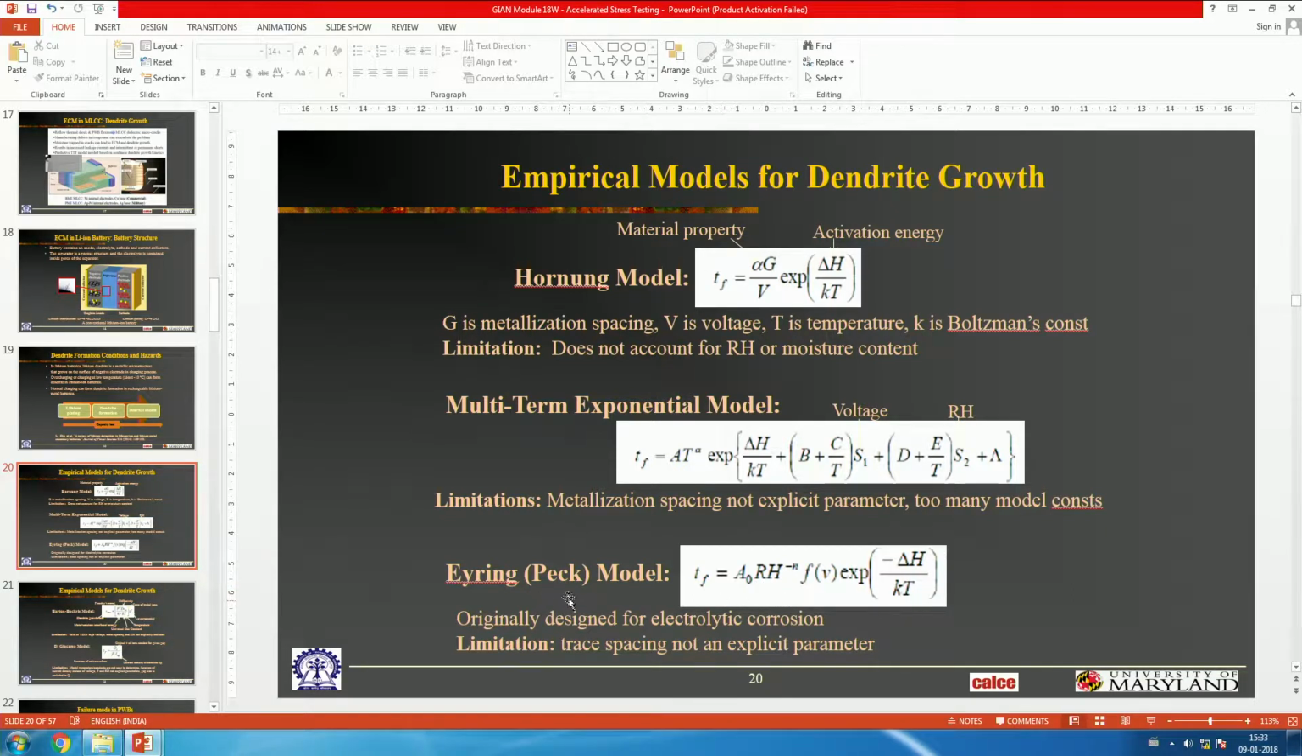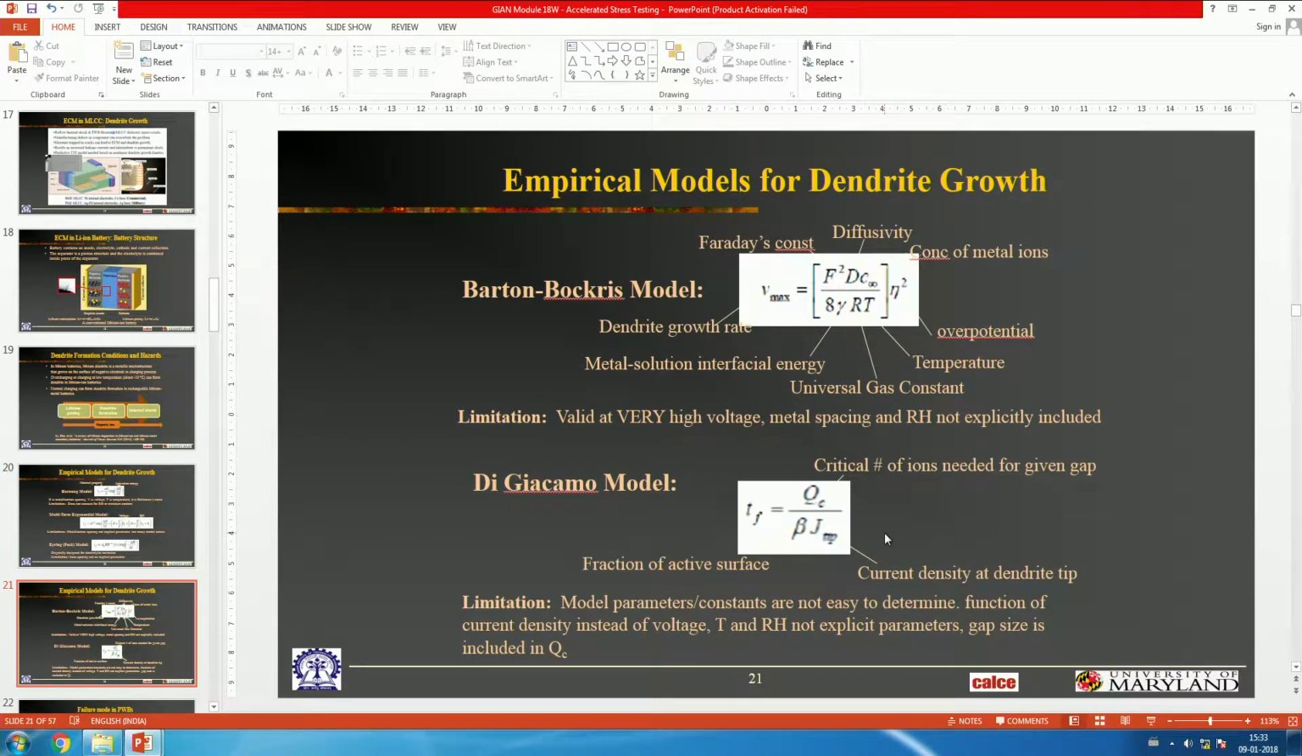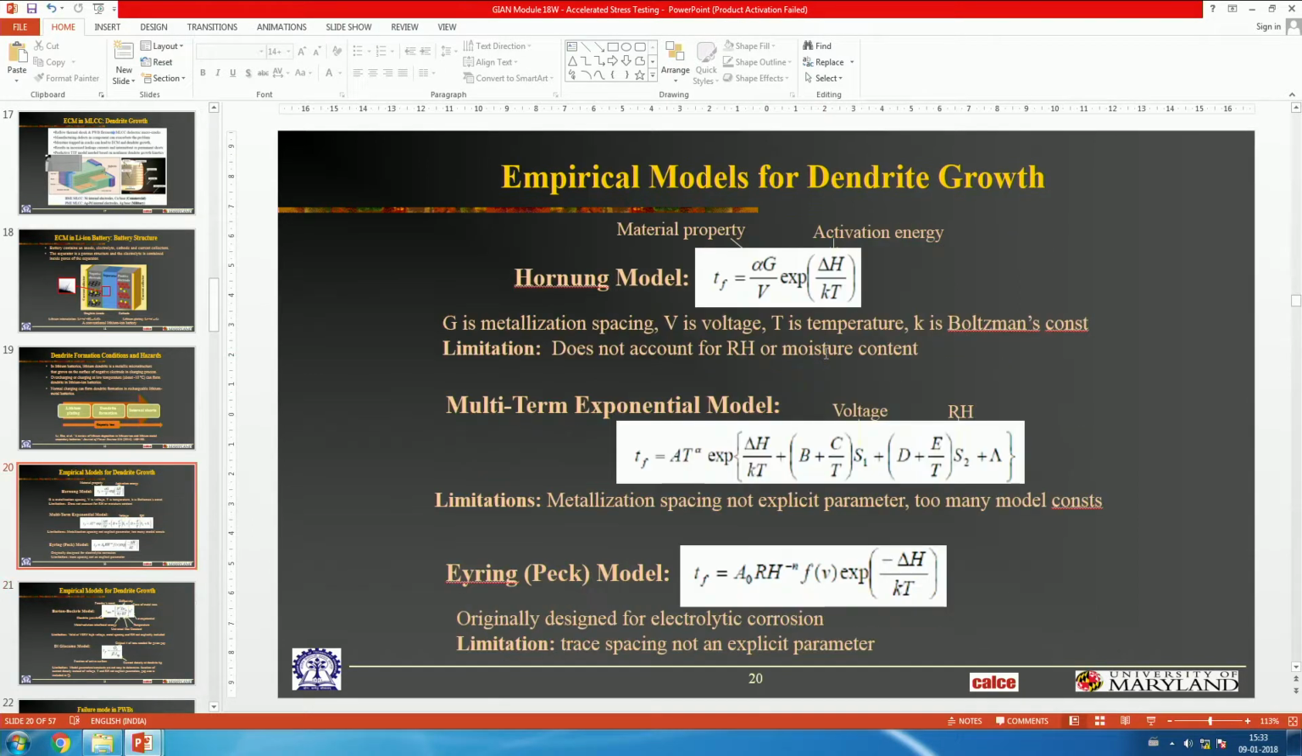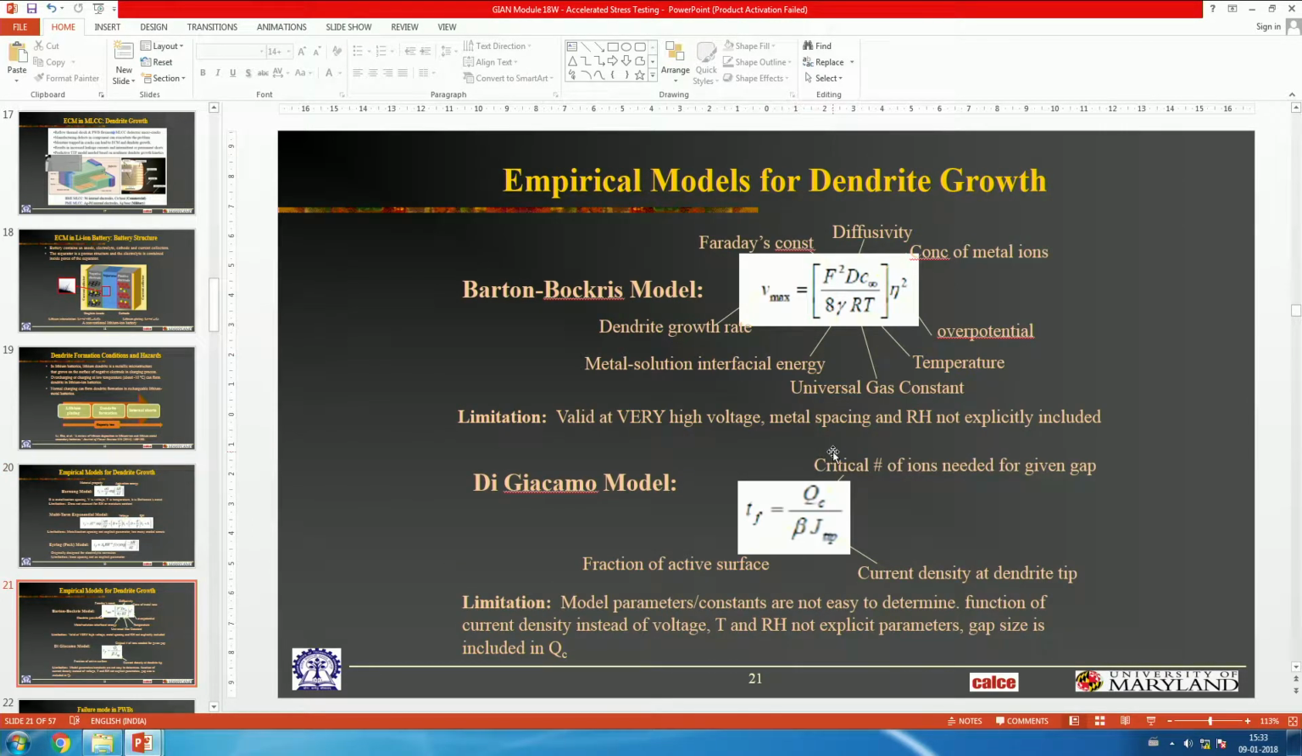This one is, again, the Peck model. That's also used not just for corrosion, but it's also used for dendritic growth. So dependence on relative humidity, dependence on voltage, and dependence on temperature. Three different drivers: humidity, voltage, and temperature. So in the interest of time, I'm going to skip over those. There are quite a few models for dendritic growth that dominate in the literature.